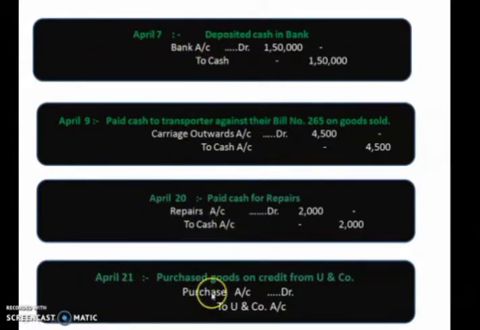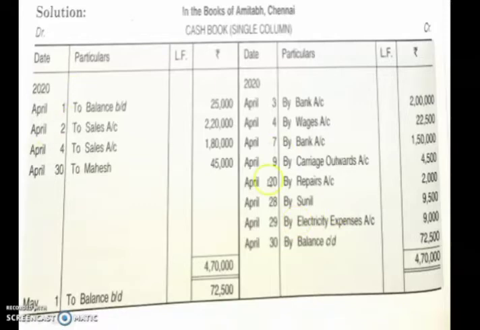Now April 21. Purchase goods on credit from UNC. UNC is a company from where we have purchased some goods on credit. Tell me children, whether this transaction we will record or not. No, this transaction will not be recorded. Why? Because this is a credit transaction. And in the cash book, only the cash transaction is recorded, not the credit transaction. Hence, this transaction will not be recorded. So we will not show it in the cash book.